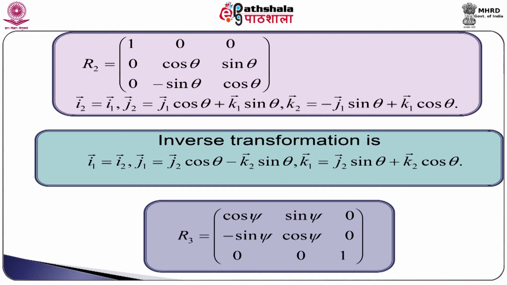From equation 9.12 we have capital R2, this matrix. This gives I2 vector equal to I1 vector, J2 vector equal to J1 vector into cos theta plus K1 vector into sin theta, K2 vector equal to minus J1 vector into sin theta plus K1 vector into cos theta. In a similar fashion, using the inverse transformation we get this result.